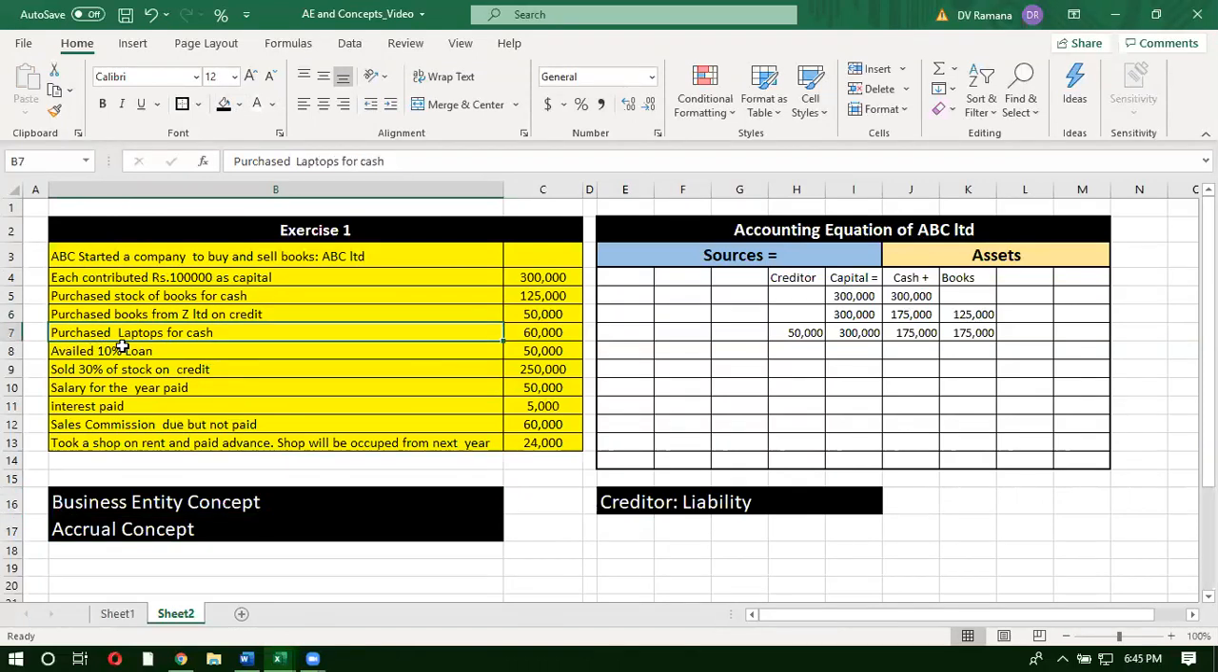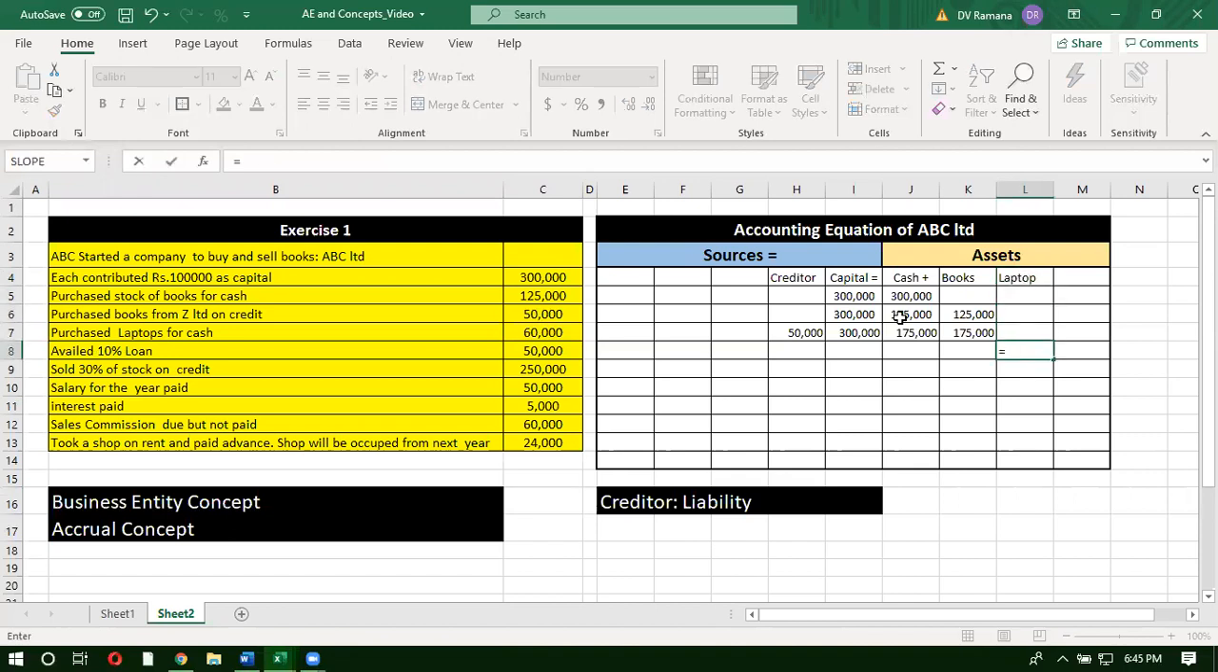Now, purchase laptops for cash. So laptop is another asset because it helps the business in running the business, ABC in running the business. So laptop is an asset, and this we purchase, the company purchased by paying cash. So cash will reduce to the extent of 60,000. So reduction of cash, increase of another asset, that is laptop. So no change in the books because of this transaction.